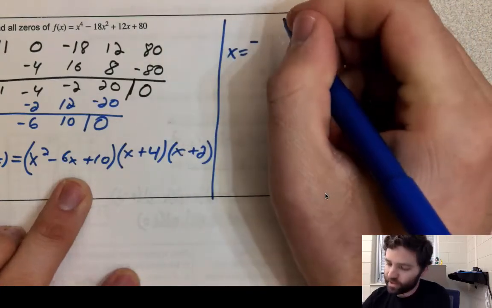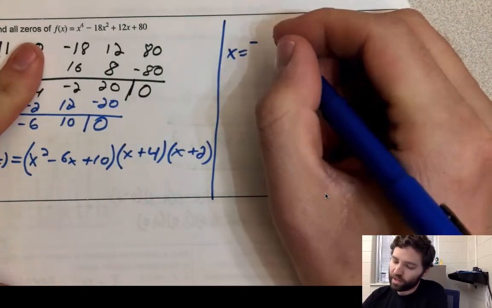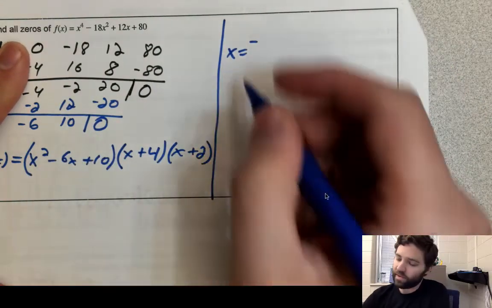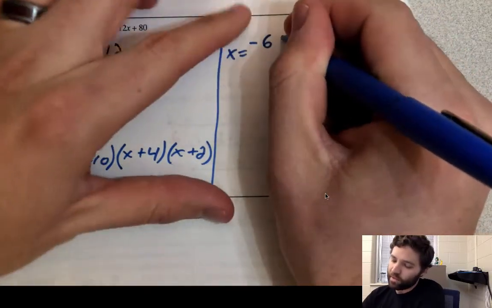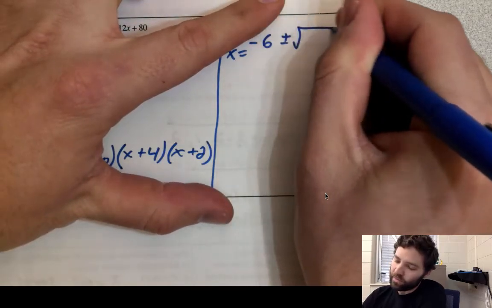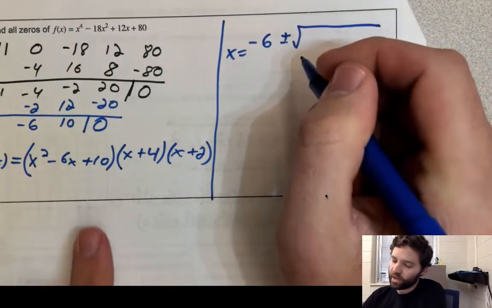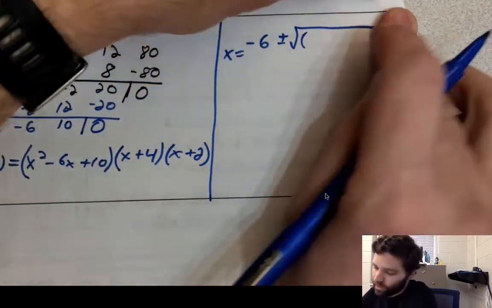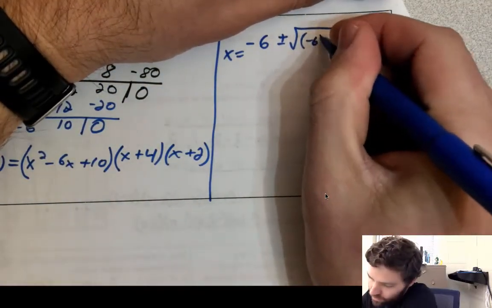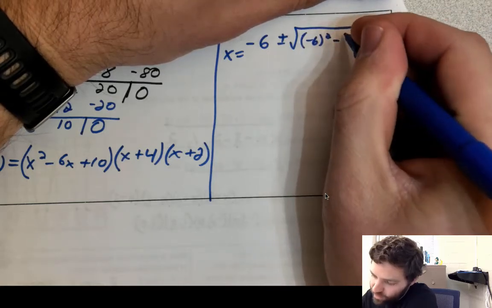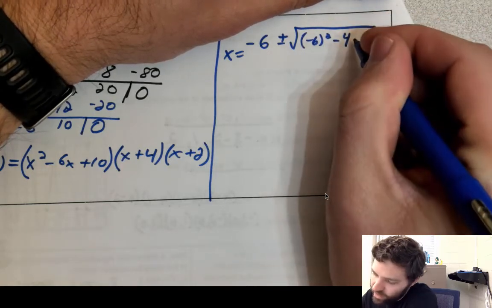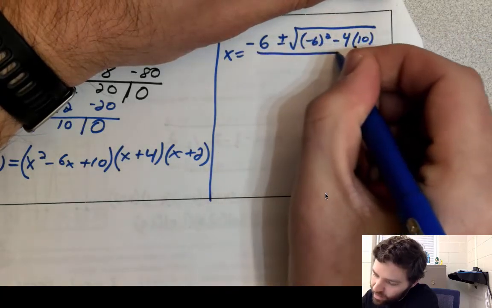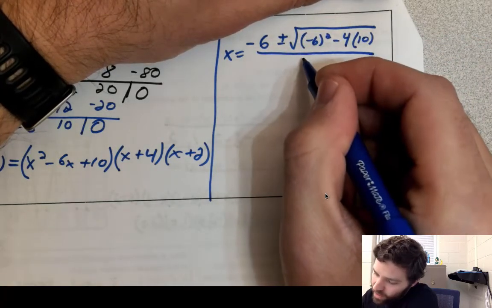Negative b plus or minus the square root. So negative b will be negative of -6. Remember, I'm working on this quadratic. So negative of -6 will be positive 6 plus or minus the square root of b squared. So that's -6 squared minus 4ac. So minus 4 times a, which is 1, times c, which is 10. Okay, all divided by 2a, which is just 2.